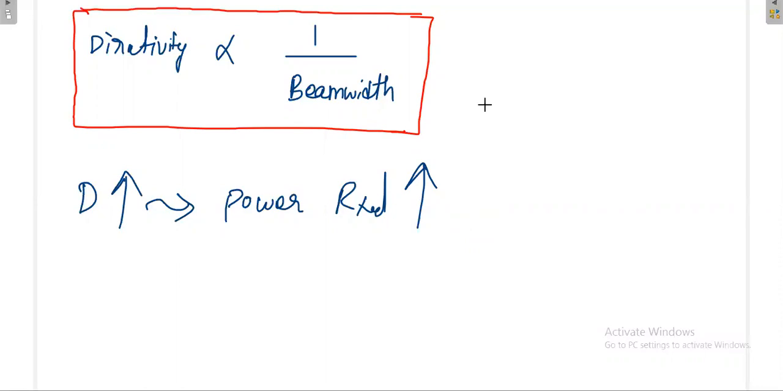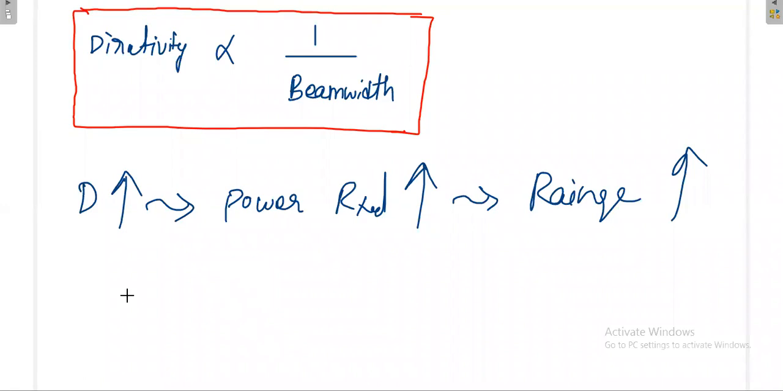Okay, power received increases. That means what? Indirectly you can increase the range. So if you have more directivity, then you can receive more power. Power received will be more, or otherwise range can be more. Okay, so that is the idea.